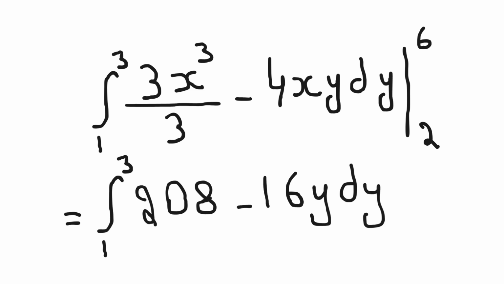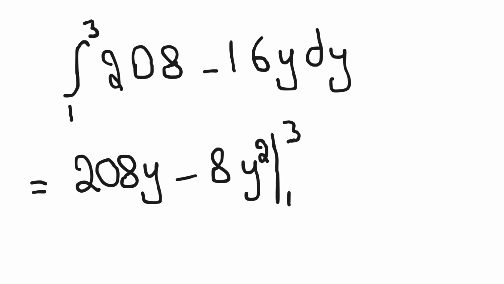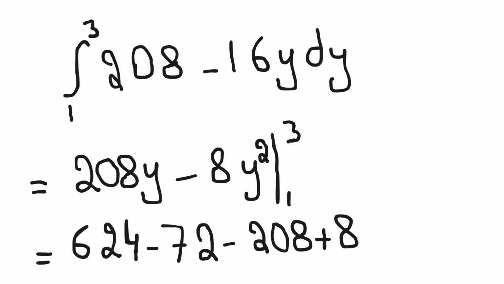208 minus 16y dy. Now we solve the second integral, so the answer is 208y minus 8y squared from 1 to 3 equals 624 minus 72 minus 208 plus 8. And the final answer is 352.